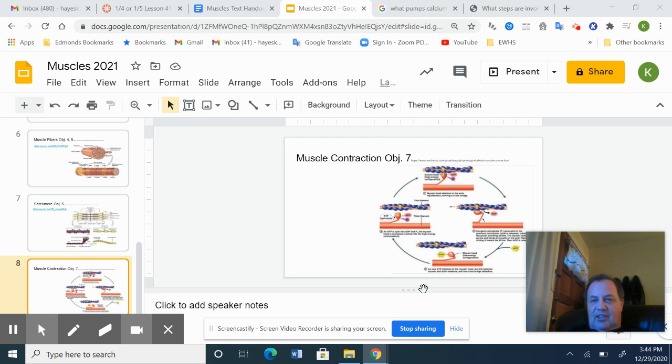This is the last slide of this lecture, and in some ways the most confusing, but it can be simplified. So I'll teach you the simple version and then go into the more complex version. The first thing you need to understand is that for this process to happen, calcium must be released from the sarcoplasmic reticulum. And what they love to ask is, what does that calcium bond to? And it bonds to troponin.